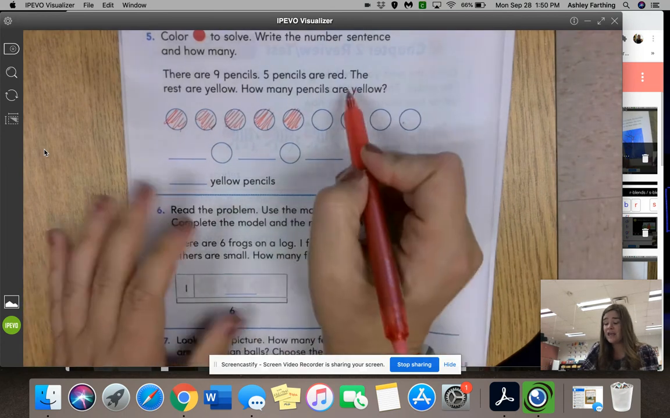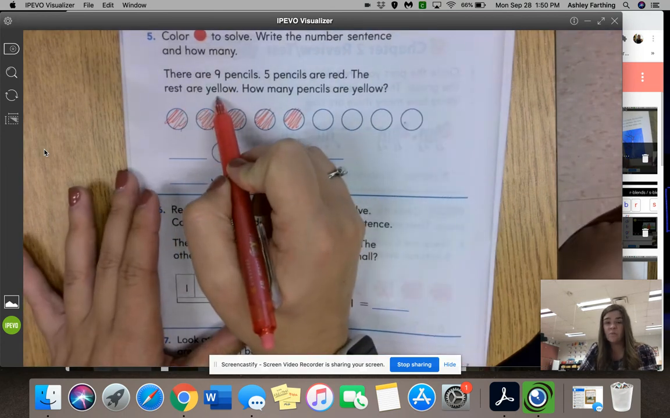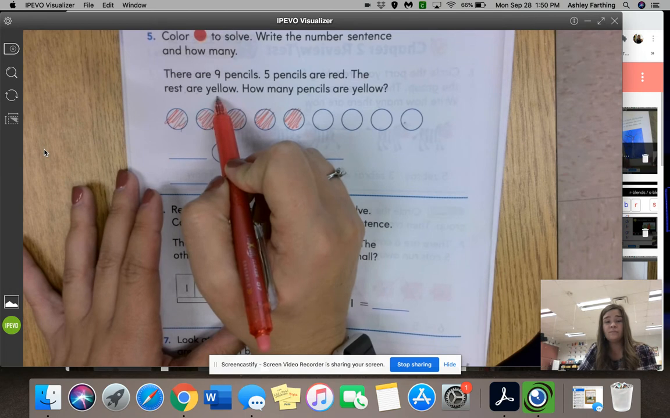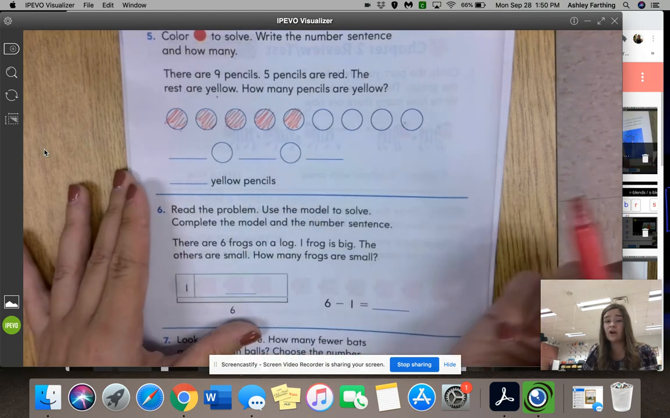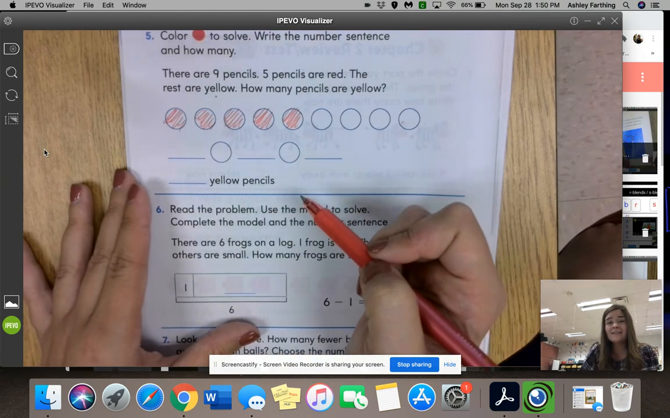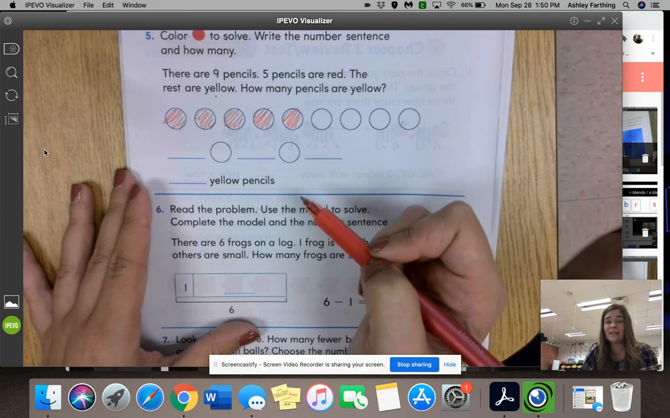Then it says the rest are yellow. Well, we don't have to color those in. We'll just know that these that aren't colored in are yellow. Let's figure out how many pencils are yellow.